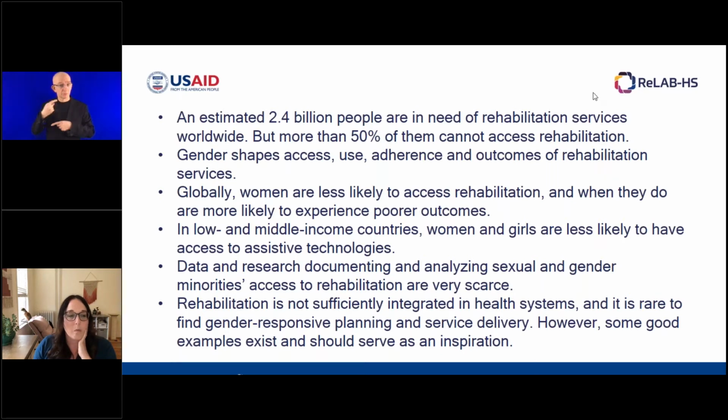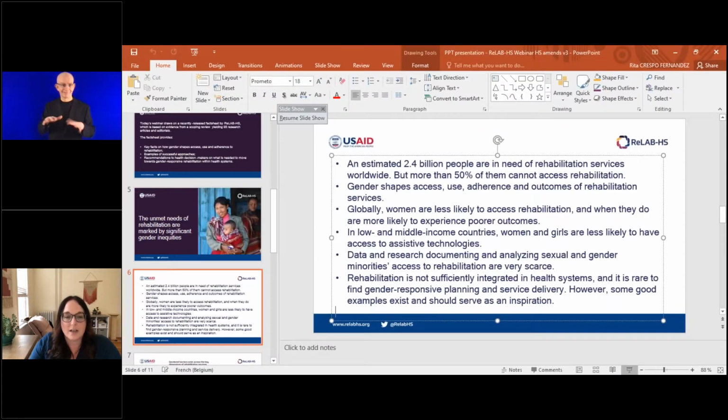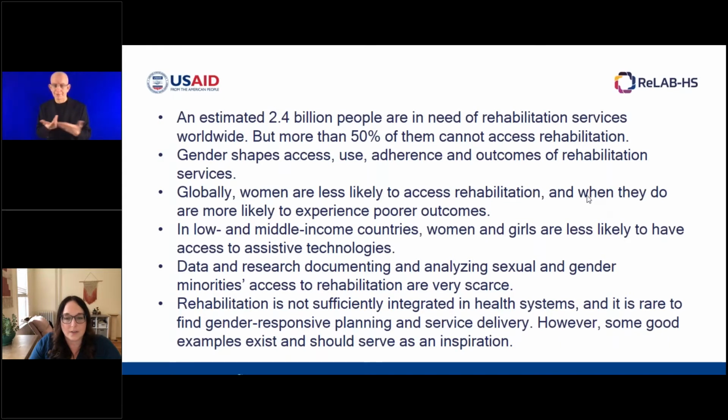In low and middle income countries, women and girls are less likely to have access to assistive technologies, and data and research documenting and analyzing sexual and gender minorities' access to rehabilitation are very scarce. So not only do we see a gap in data looking at gender differences between men and women, it's an even bigger gap when we're looking at sexual and gender minorities. Rehabilitation is not sufficiently integrated in health systems, and it is rare to find gender responsive planning and service delivery. However, some good examples do exist and serve as an inspiration. Next slide, please.